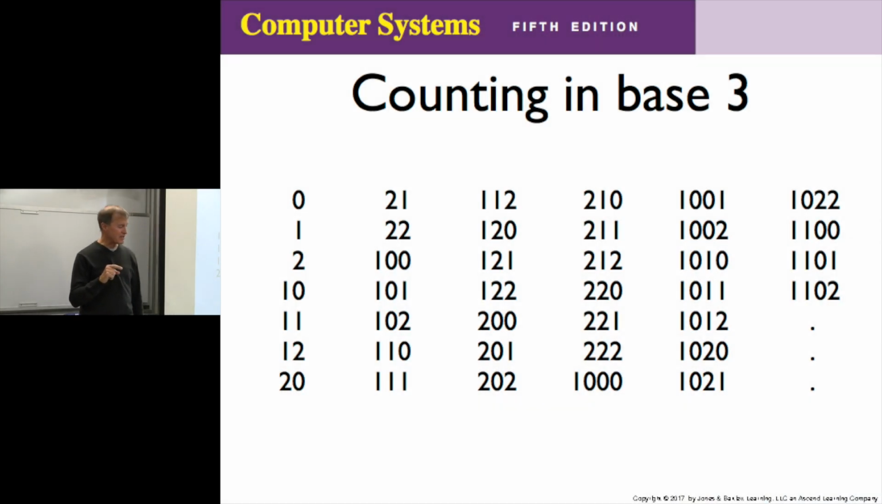So here it is, counting in base 3. 0, 1, 2, 10, 11, 12, 20, 21, 22, 100, 101, 102, 110, 111, 112, 120, 121, and look, what's the one after 222? 1000. All right, are you ready for this? Let's count in binary.